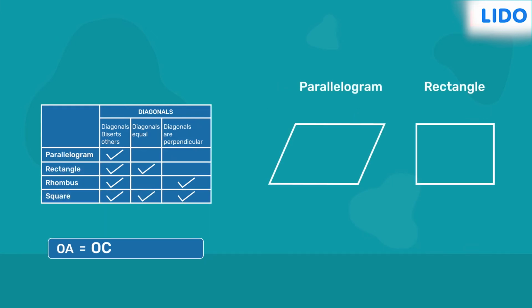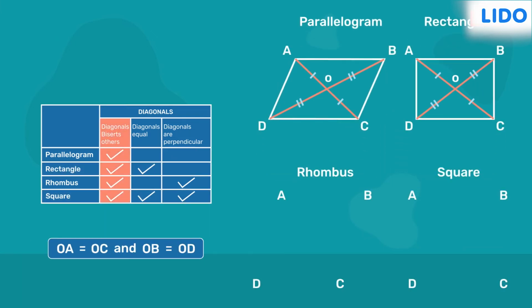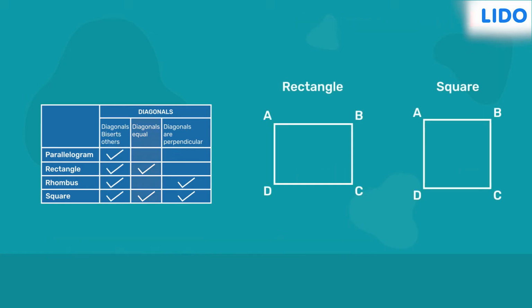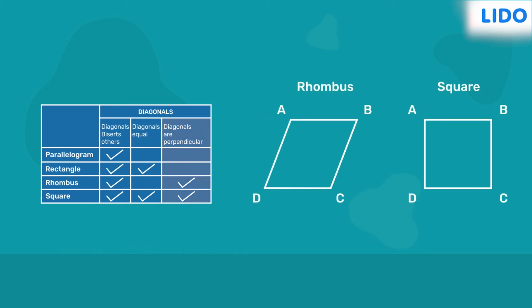Lastly, diagonals are special in all quadrilaterals. In parallelograms, rectangles, rhombuses and squares, diagonals always bisect each other. And as far as just rectangles and squares are concerned, their diagonals are equal in length too. And in rhombuses and squares, diagonals are perpendicular to each other.